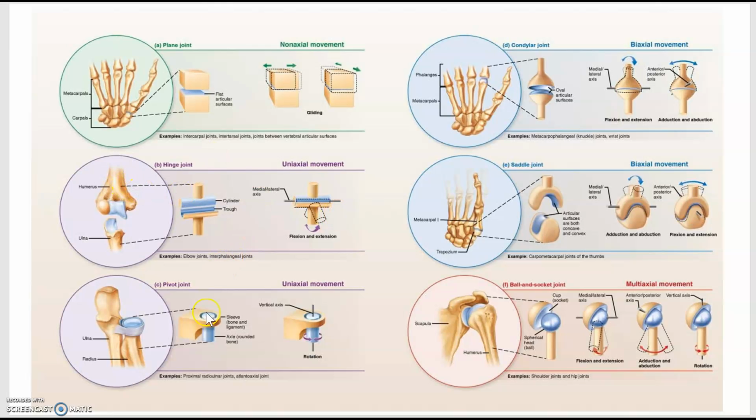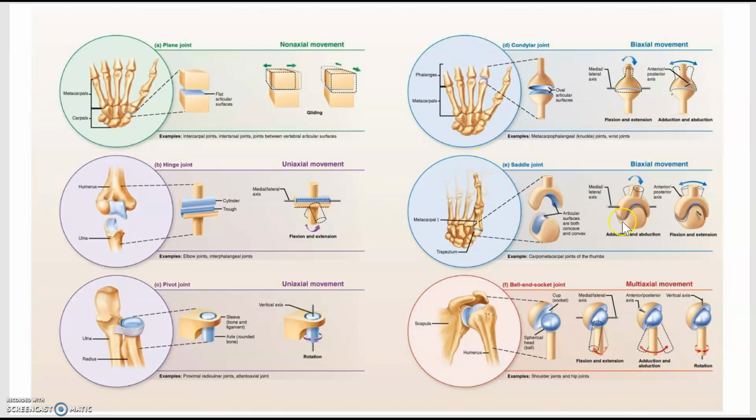And you have your pivot joint. A better example of this, I think, is between your atlas and your axis. Okay, you have that dens that pivots so that you can shake your head no. Then you have your condylar joint. You have these oval articular surfaces that kind of fit into each other. Okay, this is found between your metacarpals and your phalanges, so your metacarpal phalangeal joint where your knuckles are.